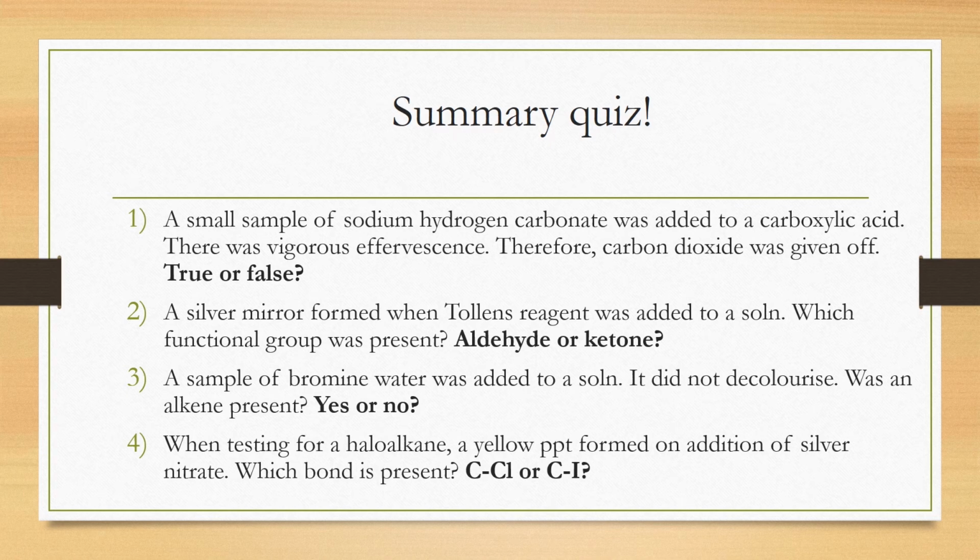Okay, so here are the answers. Question 1. A small sample of sodium hydrogen carbonate was added to a carboxylic acid. There was vigorous effervescence, therefore carbon dioxide was given off. This answer is true.